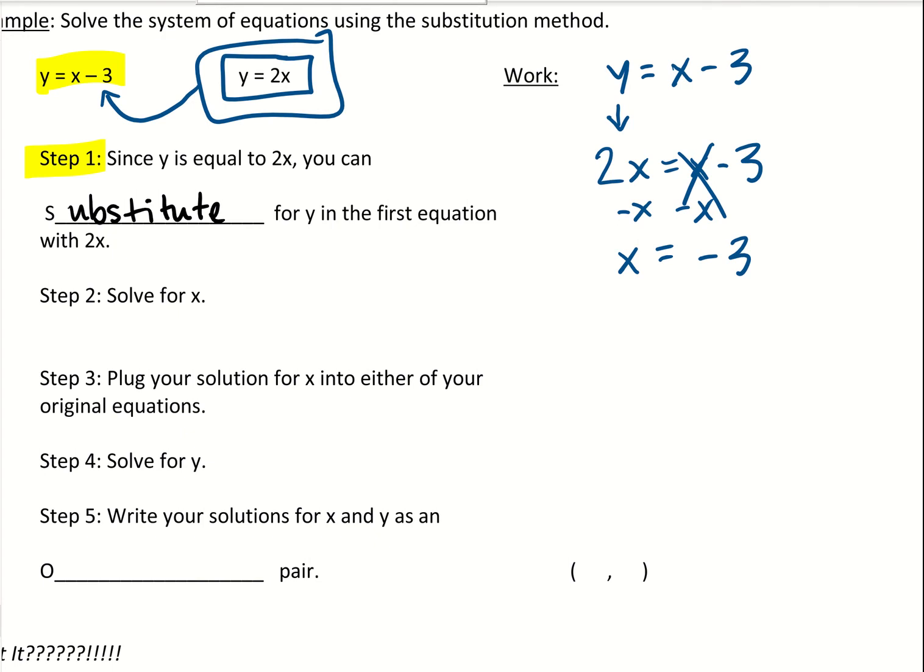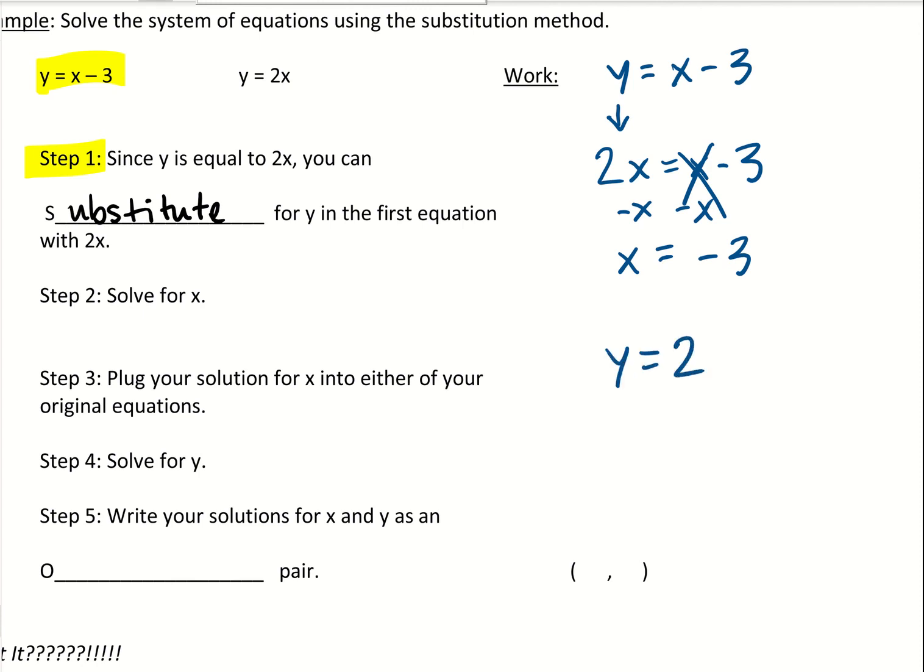Step 3 says plug your solution for x into either of your original equations. I like to plug into the one that we didn't use, so that would be y equals 2x. We put y equals 2x, but instead of x, we have negative 3, because we found that x is negative 3. Now we just need to solve for y. 2 times negative 3 is negative 6. So we've got our x and our y.